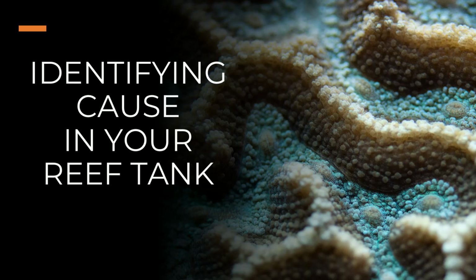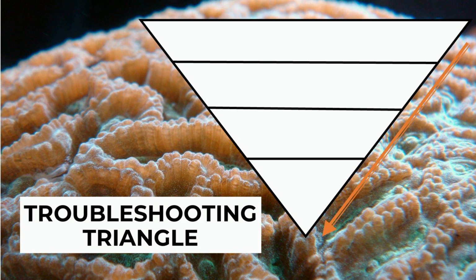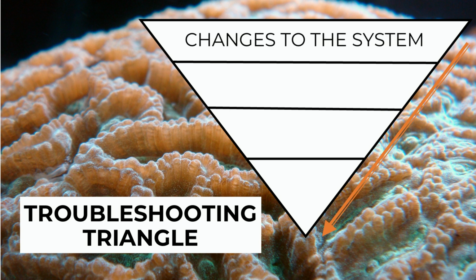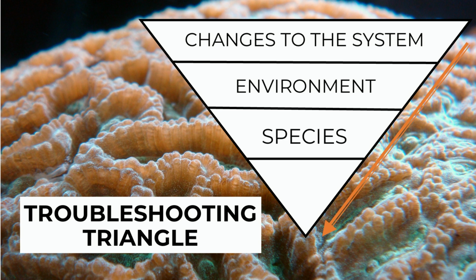So when you're identifying cause in your tank, trying to figure out what's going on with your coral, I go through a troubleshooting triangle. I like to think really big and then keep going down until I get to the individual coral or the individual issue. So first, it starts off with changes to the system, the environment, that species, and then the animal itself. Because we forget sometimes that our coral are individual animals, and individual animals, just like us people, have different immune systems, and that can have an impact on how they behave and how they respond to treatment.